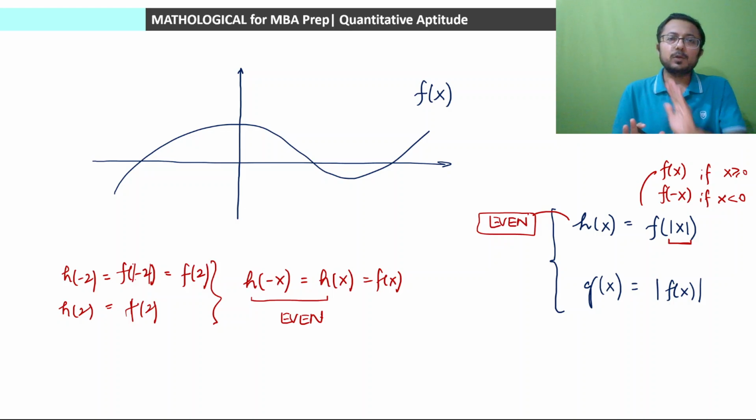लेफ्ट हैंड साइड वाला पूरा का पूरा ग्राफ जो f x का है उससे हमें कोई मतलब नहीं है, बिकॉज f of minus 2 की वैल्यू हमें कहीं पे पड़ेगी ही नहीं, f of minus 3 की जरूरत ही नहीं पड़ेगी.